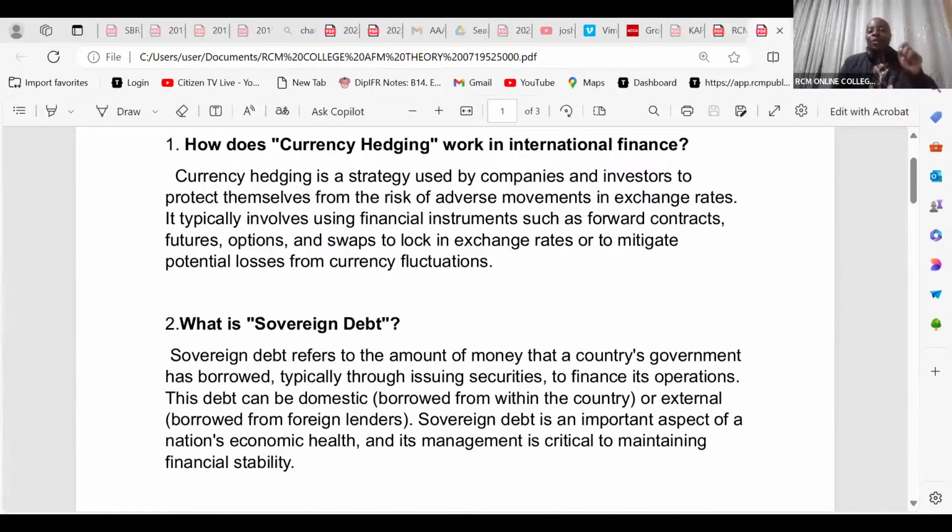When it comes to sovereign debt, somebody is asking whether a Eurobond is a sovereign debt. So long as it is denominated in foreign currency and has been issued by Kenya, yes.